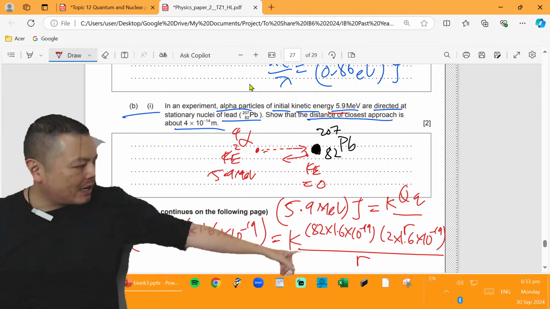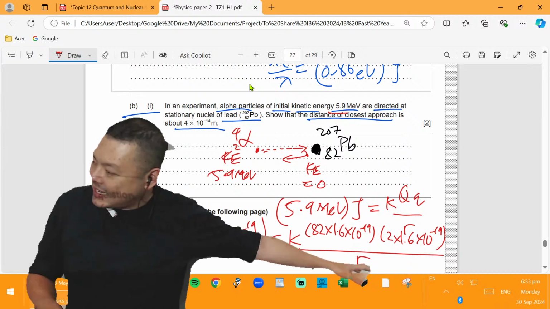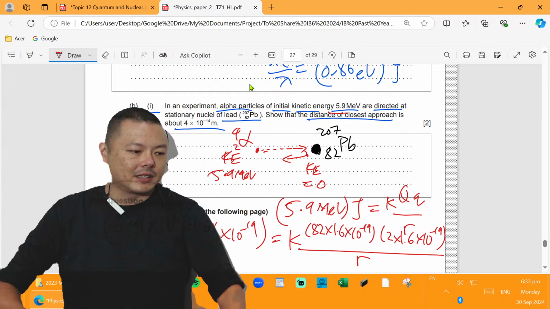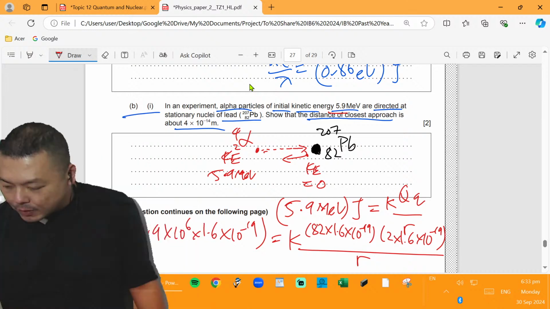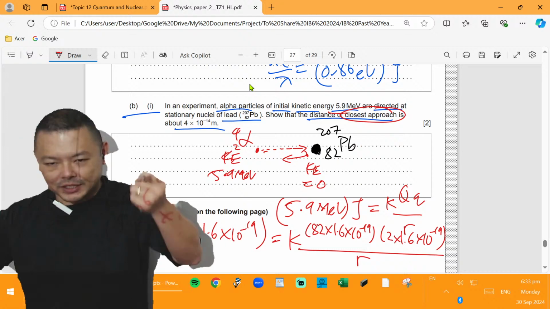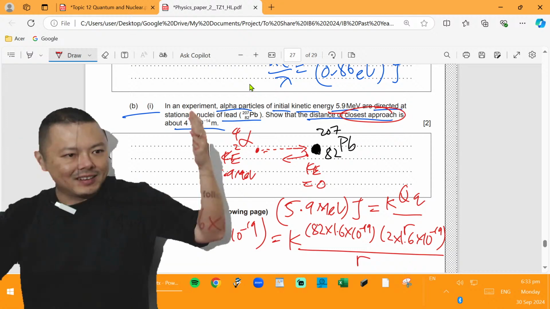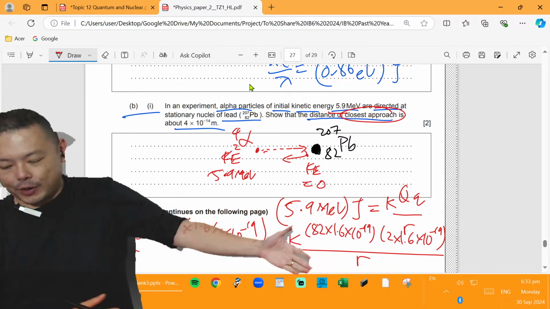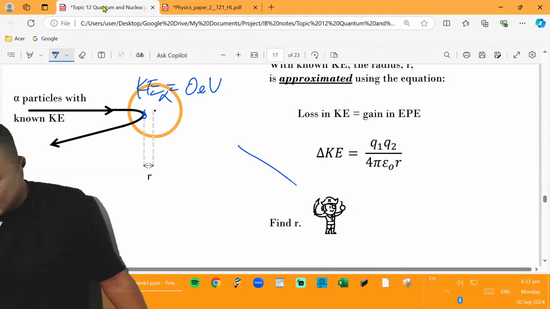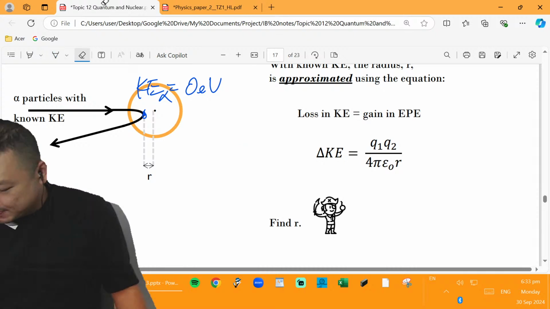Anyway, the whole idea here is to just find R, because R will be the closest distance that the alpha particle can reach. Trigger word is closest approach. The term closest approach is usually that one concept from topic 12. Really, it's legit just this same thing here always, from this part of the chapter.